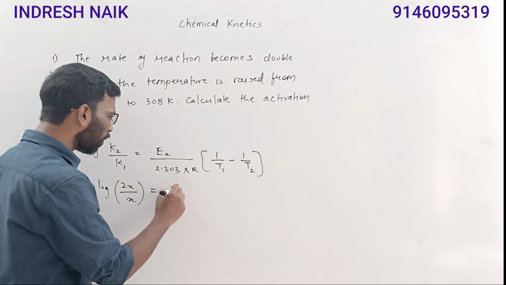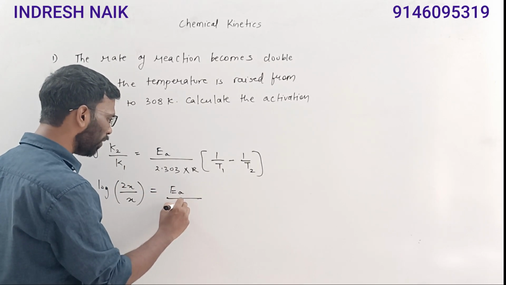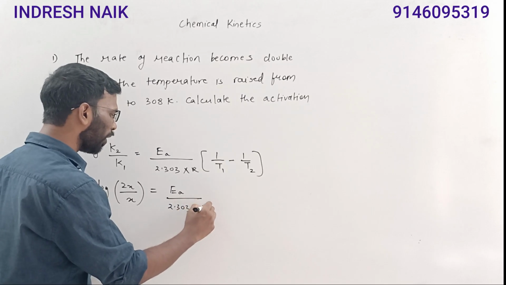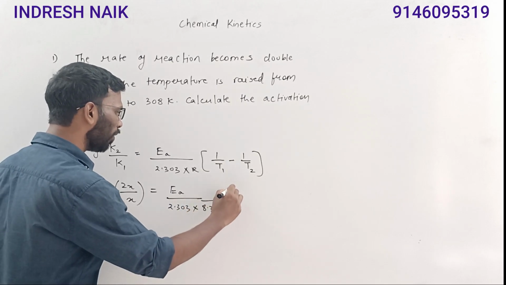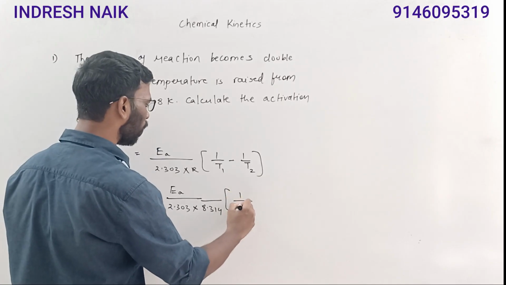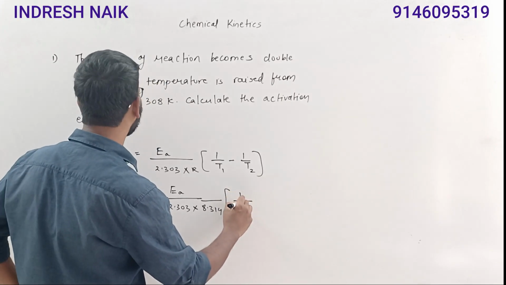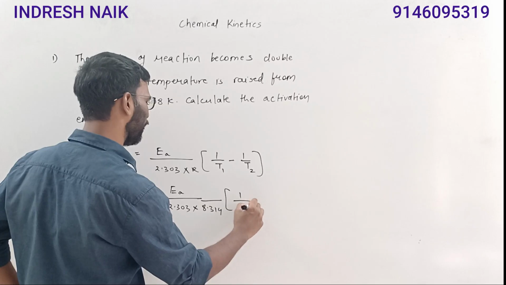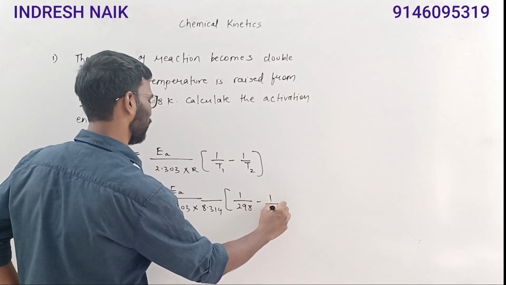So EA is equal to what? I am writing 2.303 into R, which is 8.314, and then this is 1 upon 298 minus 1 upon 308.